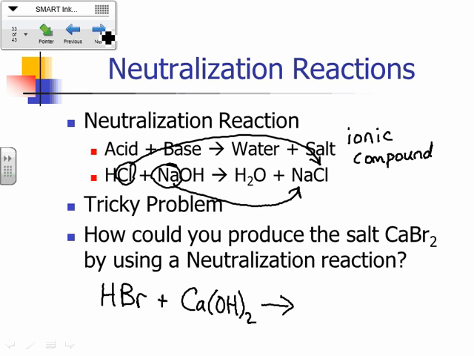The H and the Ca kind of switch places. So the H goes with the OH to form water. Always forms water. It's one of the products. And the other one is whatever's left over, which in this case is the Ca and the Br, which, because calcium's a 2+ charge and bromine's a 1- charge, forms CaBr2.